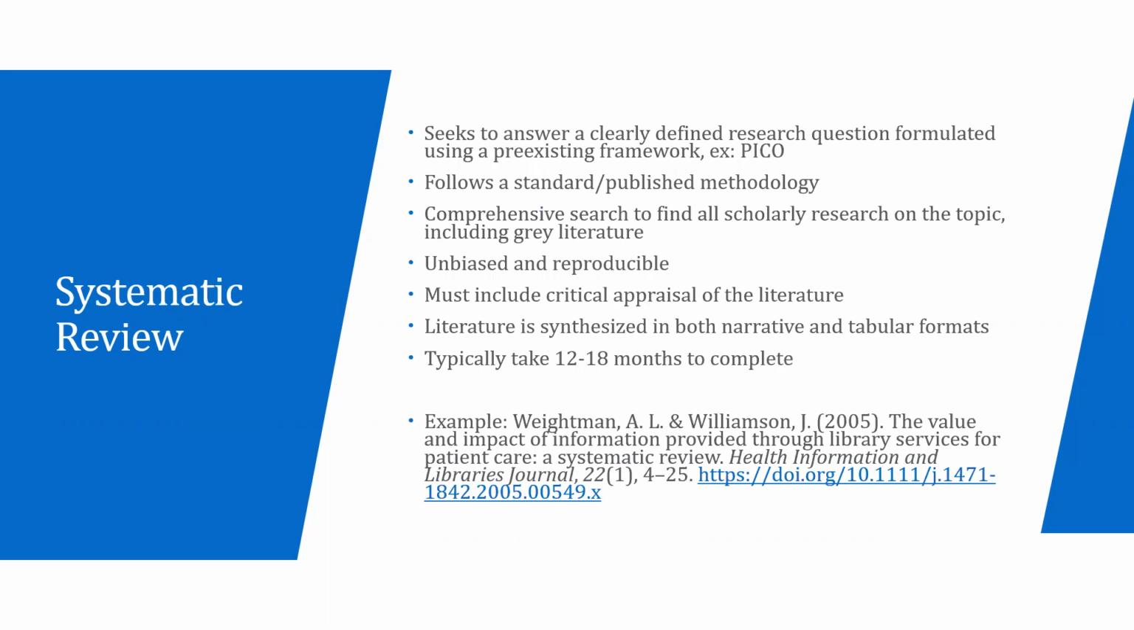Of course, the next is the systematic review. You start with a clearly defined research question. It is very specific, not multiple research questions. It does follow a standard published methodology. It also considers not only the current research out there, but white papers, as well as gray literature that might be available. It is unbiased, or as unbiased as possible, and reproducible, and must include a critical appraisal of the literature. It usually takes 12 to 18 months to complete.